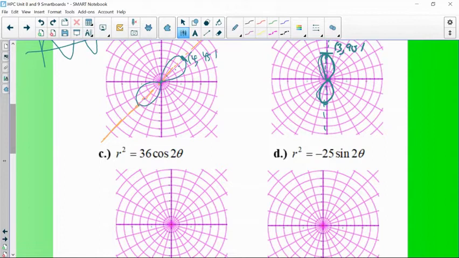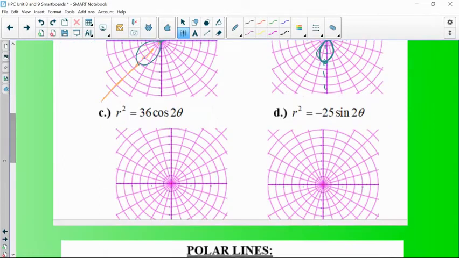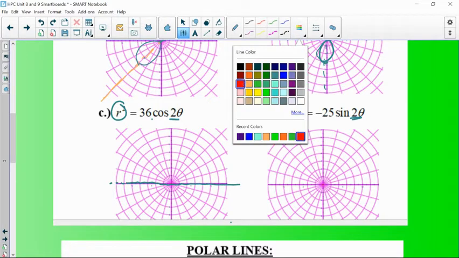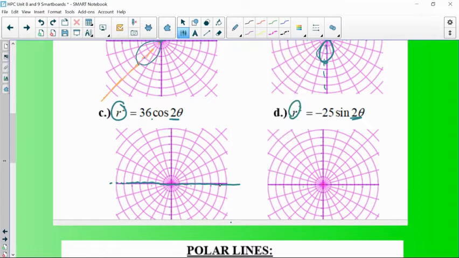Again, C and D are both lemniscates. How do I know they're lemniscates? Because there's an r squared, and then there's a 2 theta, an r squared and a 2 theta. So cosine being positive 36, so I'm going to go along this axis, and I'm going to go out 6 units, because that's the square root of 36. So 1, 2, 3, 4, 5, 6, and again make my figure 8.